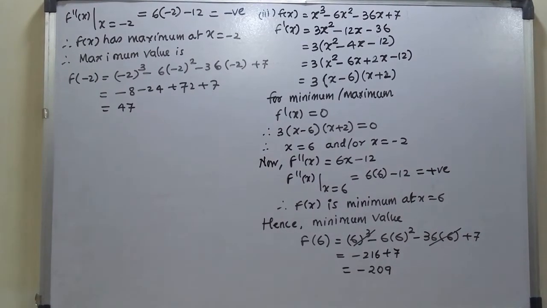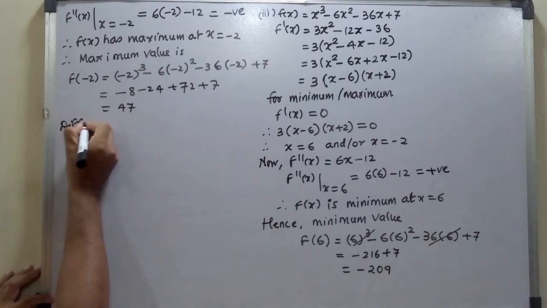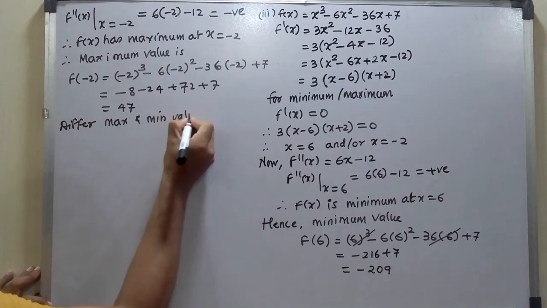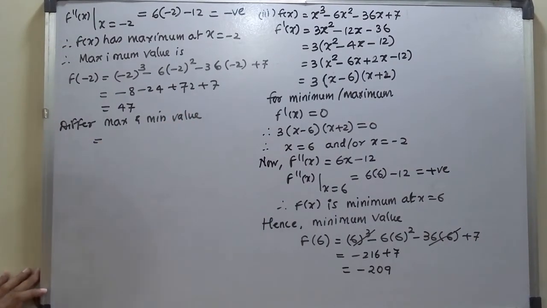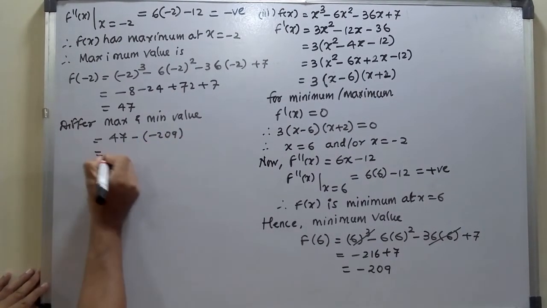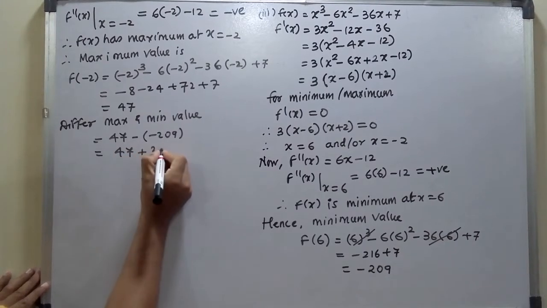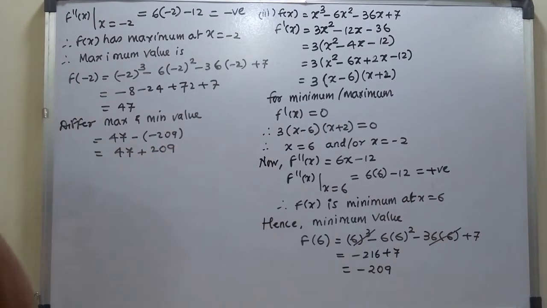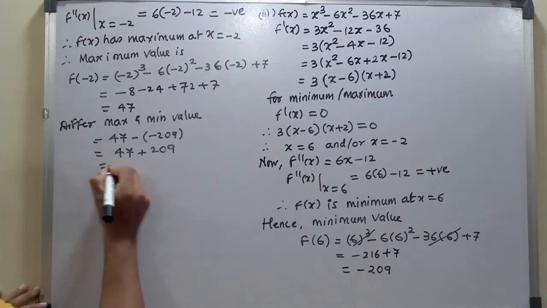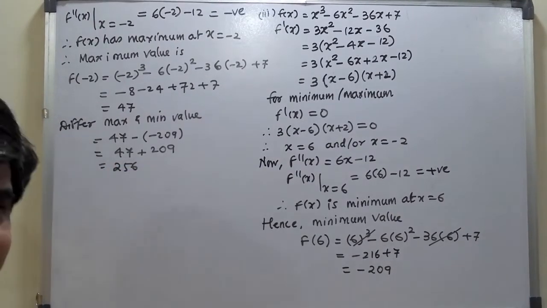Okay. Now the question also can be extended like this: find the difference between maximum and minimum value. So difference between maximum and minimum value will be what? The maximum value is your 47 minus minus 209. This is your difference, that is 47 plus 209. Okay, so it is 247 plus 9, that is 256, correct? That is 256. This is the difference.